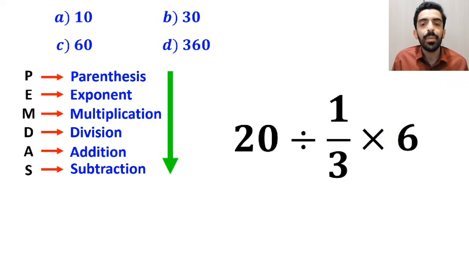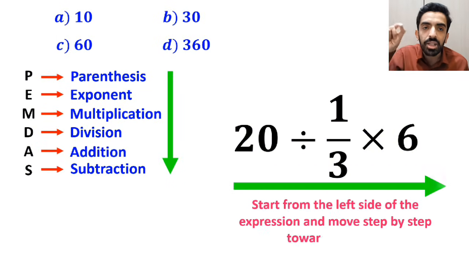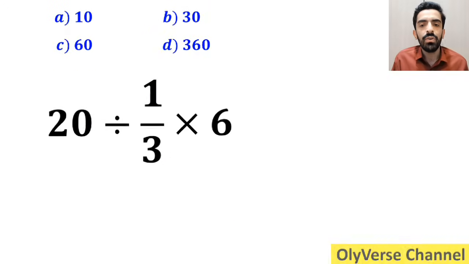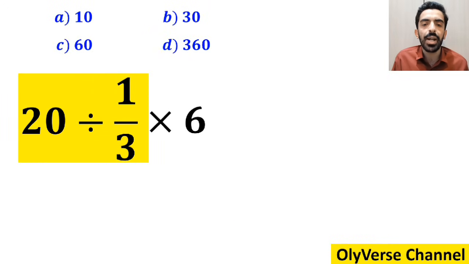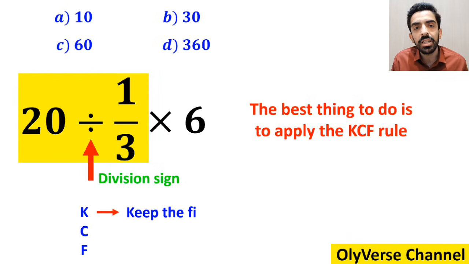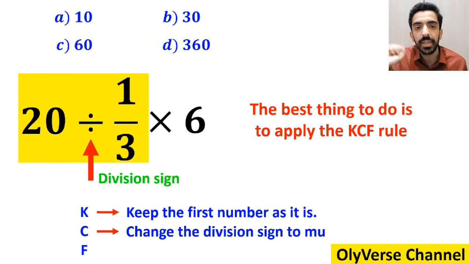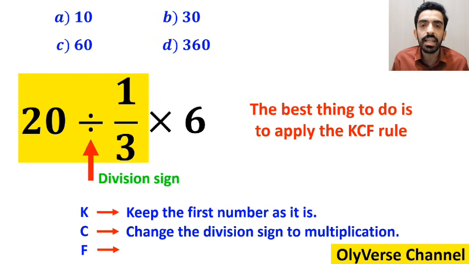In this case, the best thing to do is to start from the left side of the expression and move step by step toward the right. So, first we start with the expression 20 divided by 1 over 3. Okay, whenever we come across a division sign between two terms, the best thing to do is to apply the KCF rule. In this rule, K stands for keep the first number as it is, C stands for change the division sign to multiplication, and F stands for flip the second fraction.